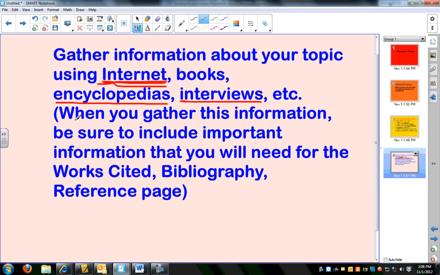Finally, when you are gathering information from these different resources, make sure that you are including important information like the author's name, the publishing date, and any page that you got it from, or article, the website, the URL address, so that you can add that information to your works cited bibliography or reference page when you are ready to type your reference page for this research paper.